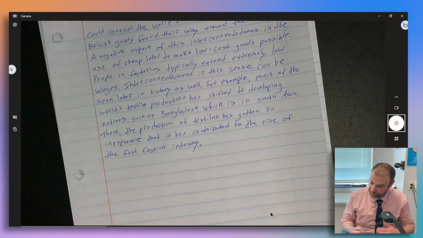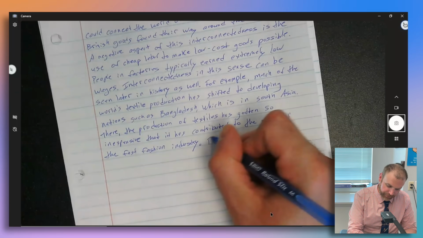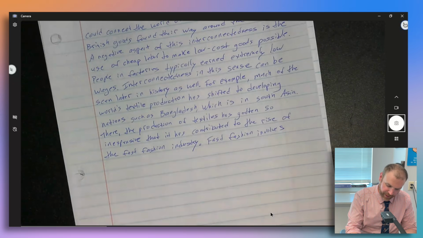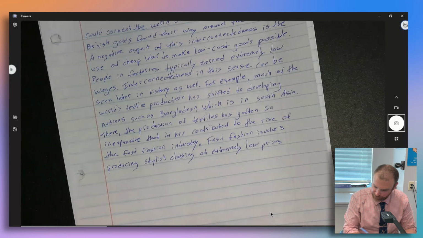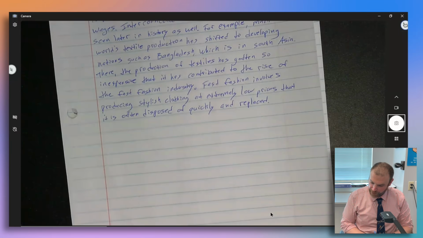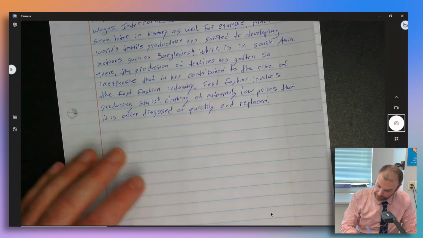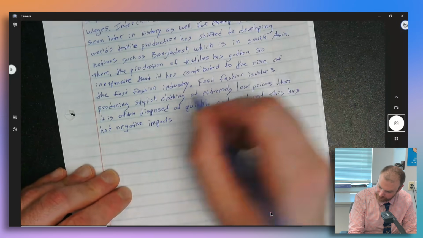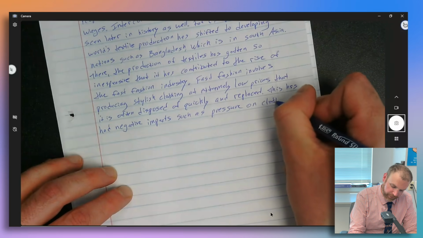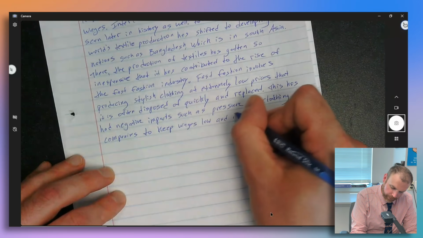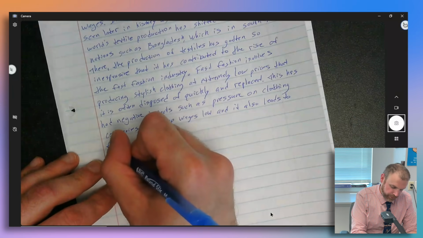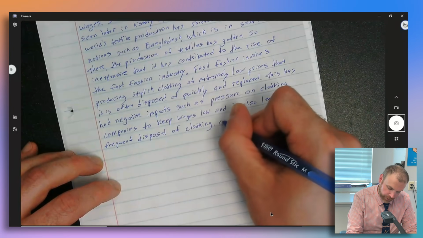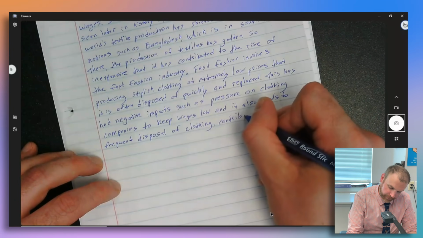So here's where I'll explain that fast fashion definition. Fast fashion involves producing stylish clothing at extremely low prices that it is often disposed of quickly and replaced. All right, so maybe I want to focus on the negative aspect of that, right? This has had negative impacts, such as pressure on companies to keep wages low, clothing companies, let's say, and it also leads to frequent disposal of clothing, meaning throwing it out, contributing to more waste around the world.